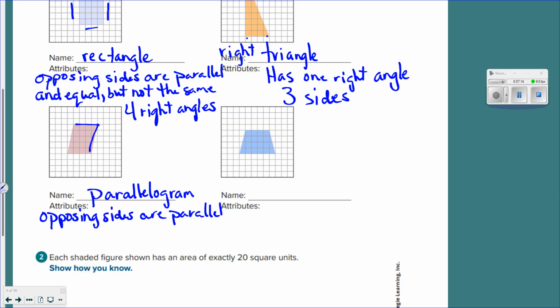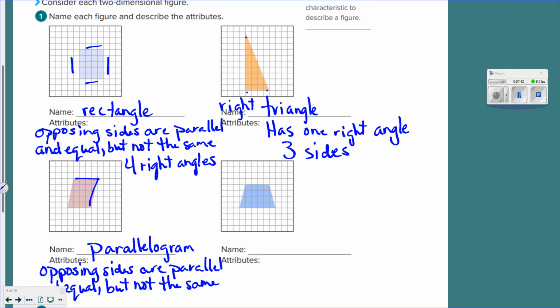Maybe. Right, they're equal. Are parallel and equal. But not all, but not the same. And that is the difference between a parallelogram and a rhombus. In a rhombus, all four sides are the same length. In a parallelogram, the opposite sides are the same as each other, but they're not all the same. Okay? There's one other really important part in a parallelogram.